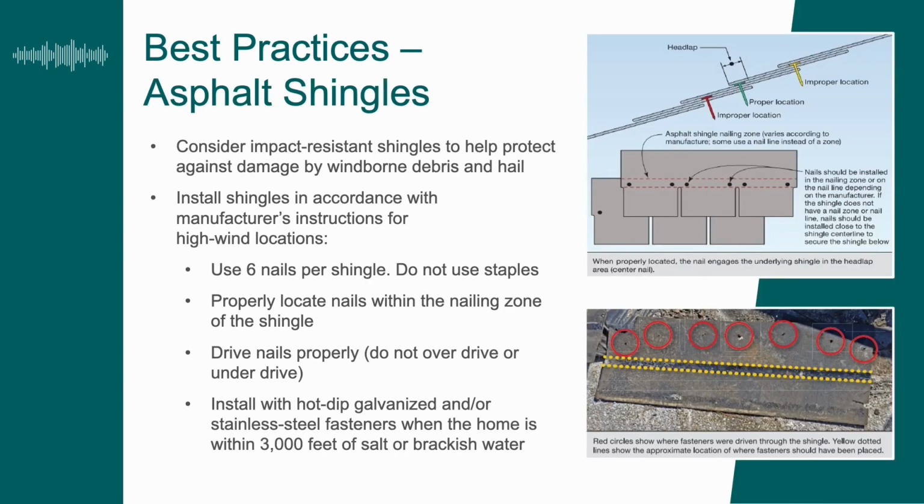Now, for asphalt shingles, there are also hail-resistant asphalt shingles out there. So if you're in a hail zone, you want to make sure you select one for hail and wind-borne debris, and install shingles in accordance with manufacturer's instructions. But for high wind locations, you have to take extra precautions, such as using 6 nails per shingle, not using staples, and properly locating the nails within the nailing zone of the shingles so that you nail not only the shingle that you're fastening, but also the shingle below it at the same time.